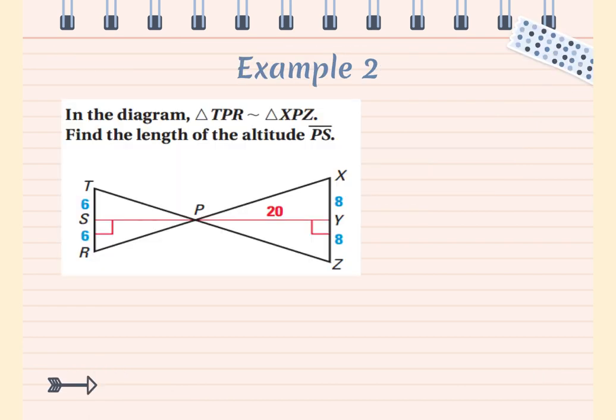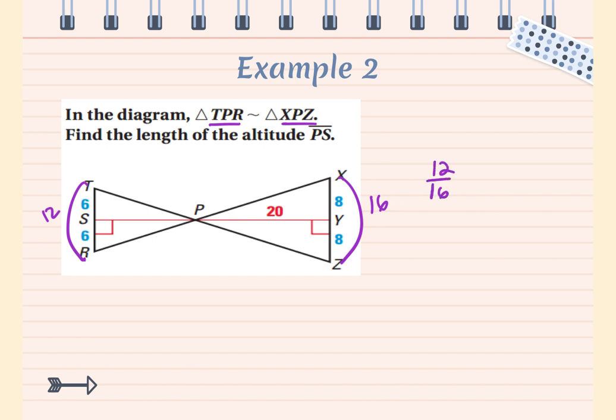All right, so example 2 says, in the diagram, triangle TPR is similar to triangle XPZ. Find the length of the altitude PS. Would the altitude be a part of your triangle? It's not a side, but is it a part of your triangle? Yes. So can we use the scale factor the same way? Yes. So I'm going to find the scale factor of TPR to XPZ, which would be this whole side being 12, this whole side being 16.